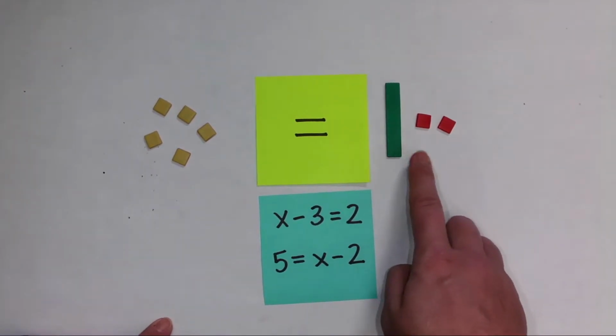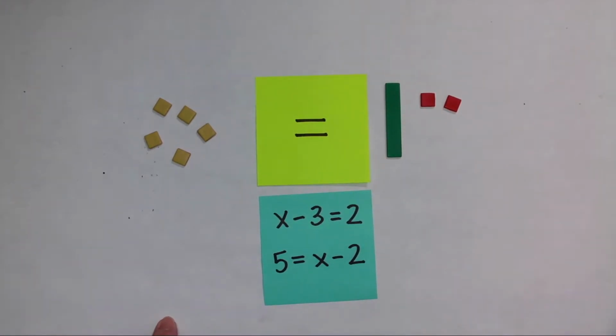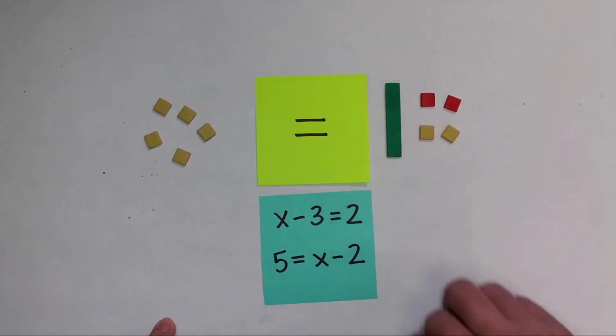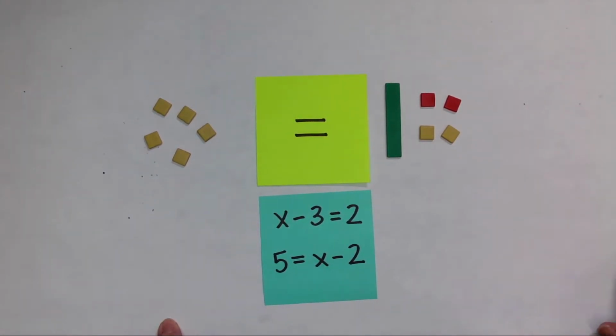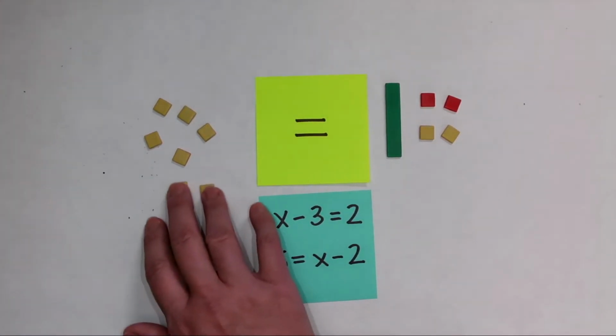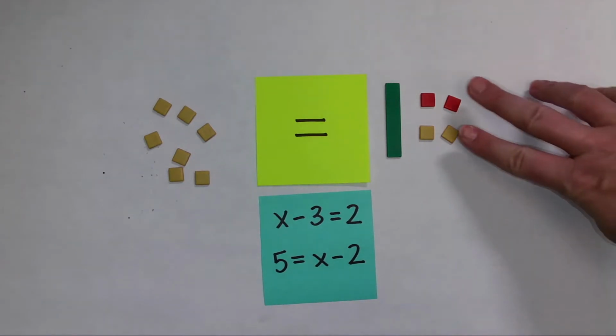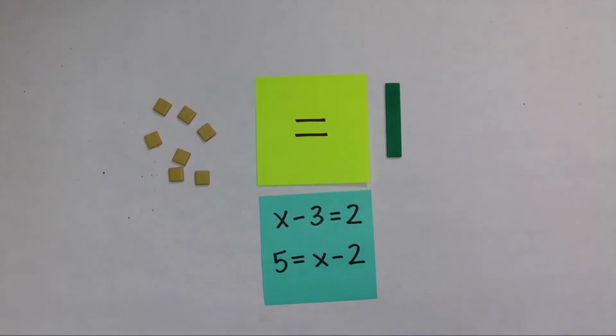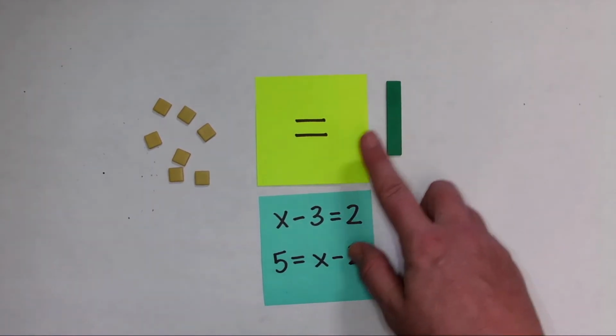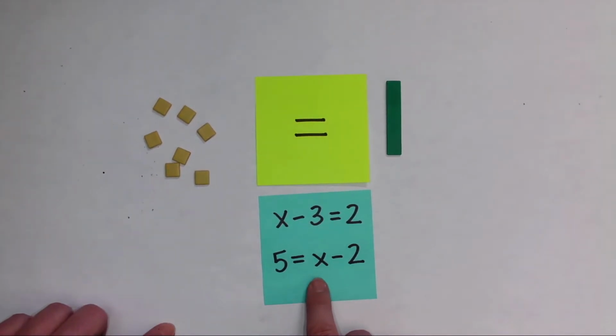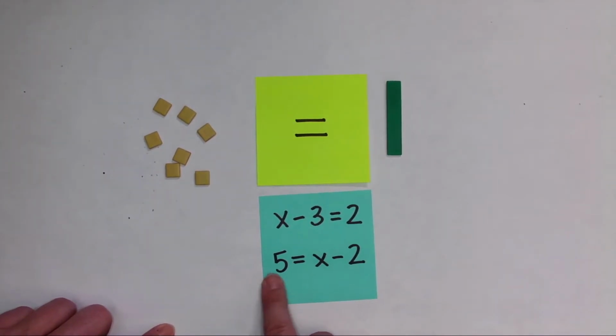So I want to isolate this variable. We do that by removing the constant. I'm going to bring in 2 positive units on that side of the equal sign to create 2 0 pairs. But whatever I do to one side of the equal sign, we also have to do to the other. Now I'm going to go ahead and remove my 0 pairs, and I can see that x equals 7. And if I plug that back into my equation, 5 does equal 7 minus 2.